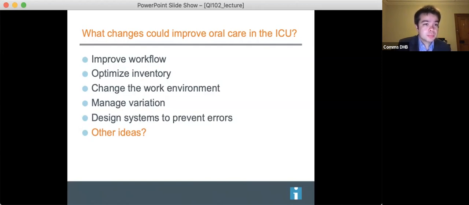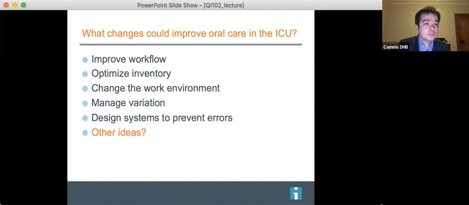Yeah, so that's right. So improving the workflow is about making sure that all the gear is nearby, that things are stocked, that maybe you have a pack rather than having to get individual things from different places. Angela, a checklist is a system designed to prevent errors. Yep, so yeah, you could have an end of the bed checklist, absolutely right. Providing education, yep, so that's a good idea. And that would be about changing the work environment.